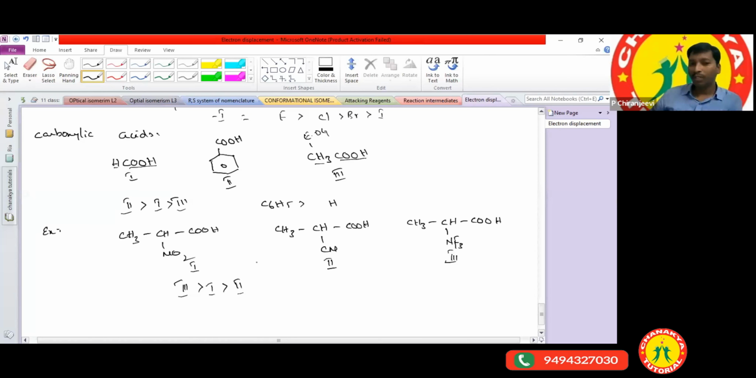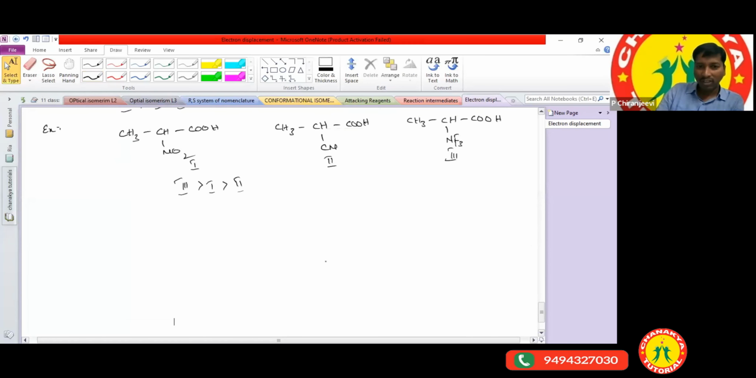So I explained the questions based on the strength of the electron withdrawing group. The strong electron withdrawing group is NF3 plus. Electron withdrawing groups increase the acidity of carboxylic acids. Now NF3 plus is the strong electron withdrawing group, after that nitro, after that cyano group. So now you got the clarity. And I'll give one more example. One more question, Sirisha. Very good, Sirisha.